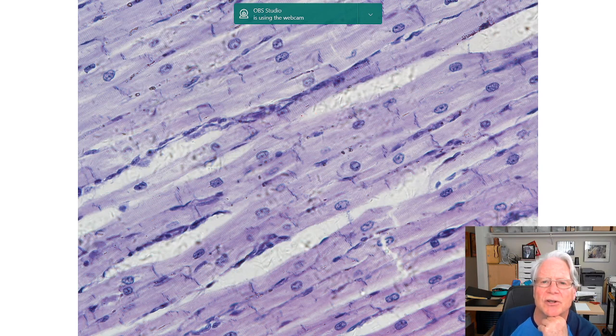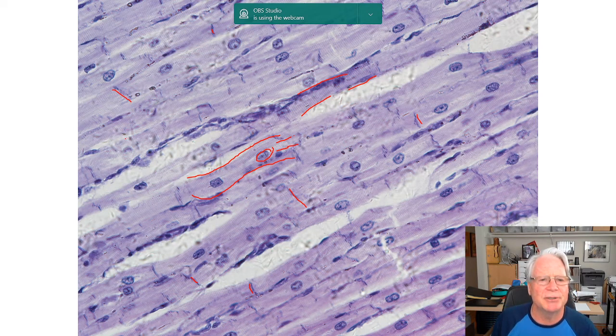Same thing. Look at this. Nice image of the striations in this part of the image. We see the centrally located nucleus. We see some branching here. So we get some branching here. We see the intercalated discs here. They're all over the place. I'm just pointing out a number of them, as you can see throughout this image.